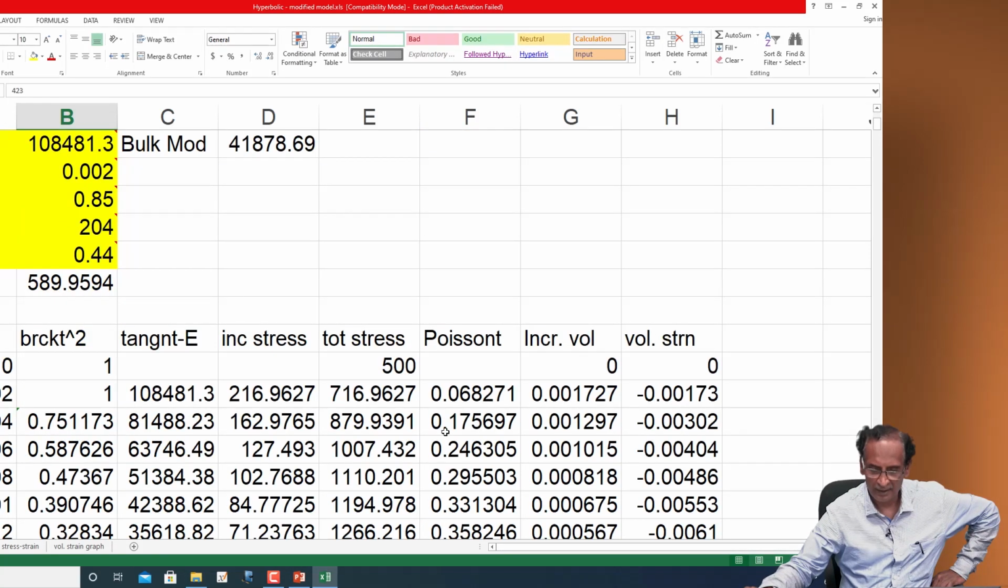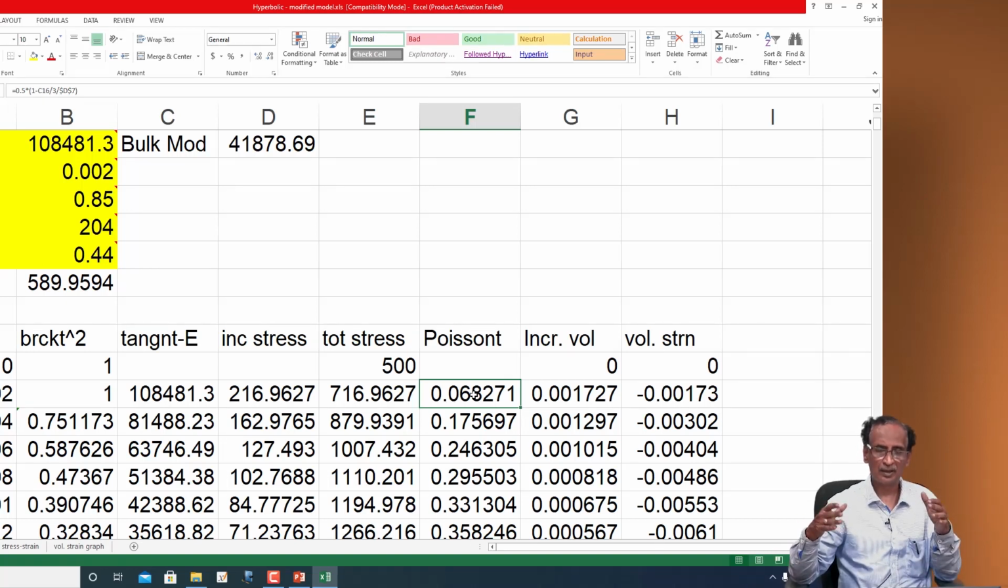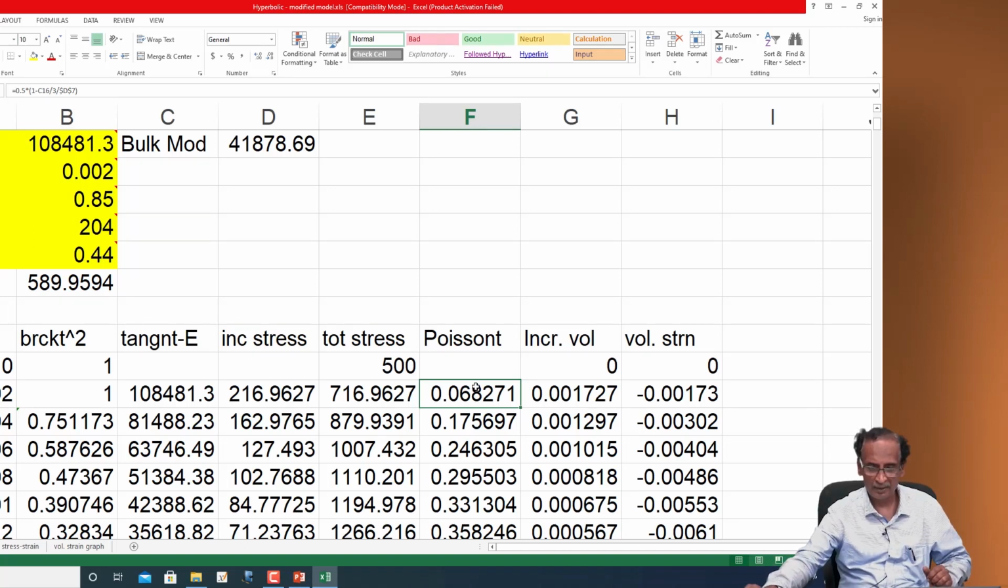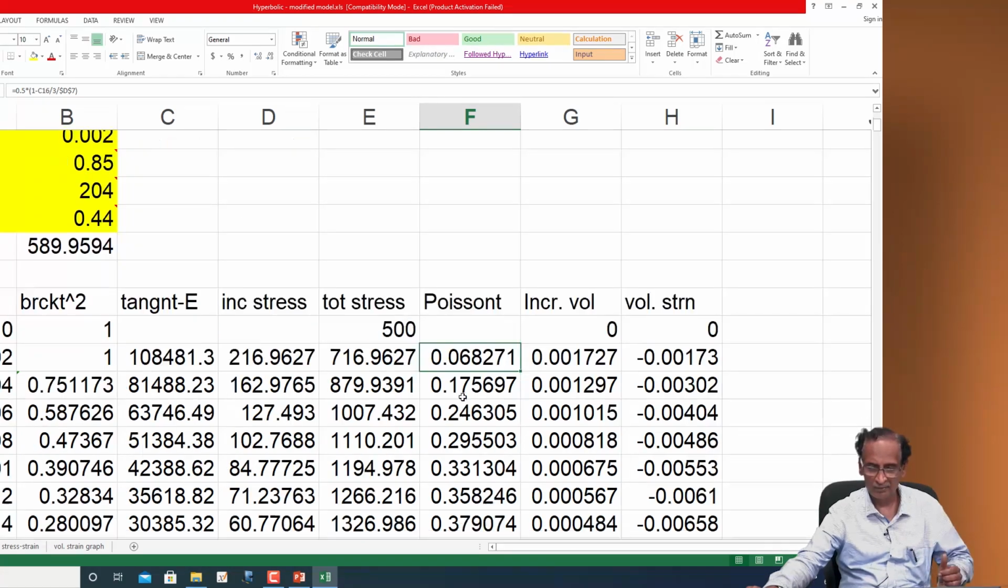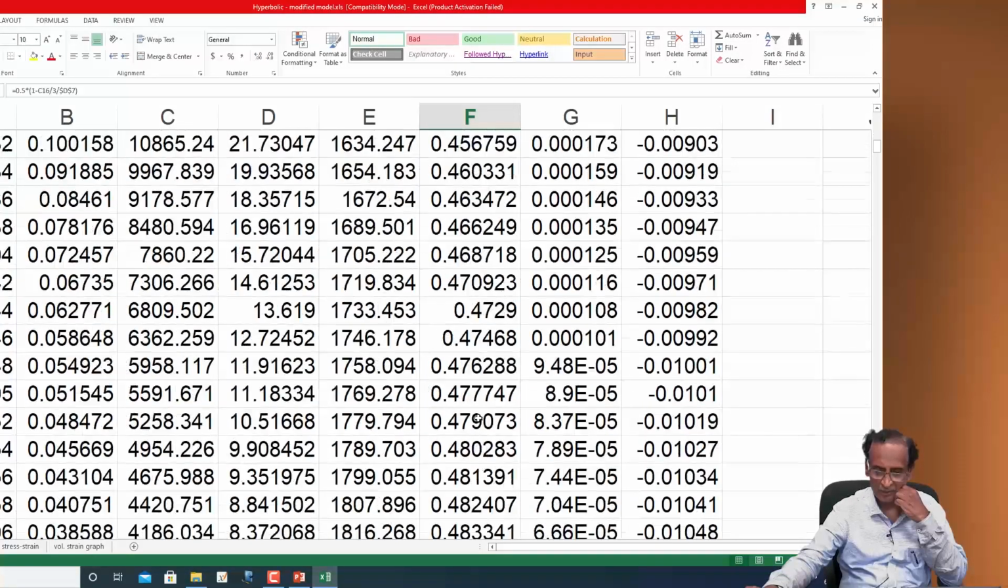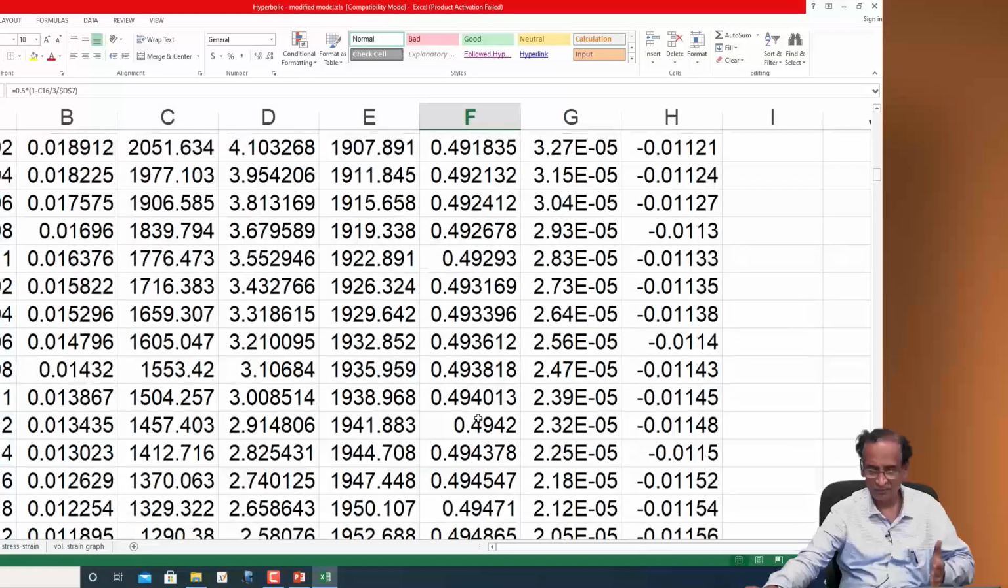And we see our initial Poisson's ratio is very small, 0.06, and it becomes more and more brittle because the ideal brittle material has a Poisson's ratio of close to 0. So at a higher confining pressure our soil is becoming more and more brittle. So this is what we see, 0.068 for the initial value, and then as the shear stresses go on increasing, your Poisson's ratio tends towards 0.5.